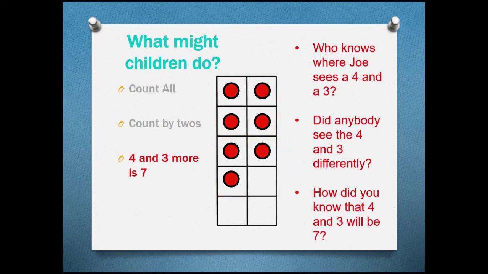If somebody said they saw 4 and 3 but didn't say it was 7, a natural question is, how did you know that 4 and 3 will be 7? And that might even be appropriate to go back and ask Joe, because maybe he just said 4 and 3 more is 7, and we don't know how he figured that out. You can see here that the teacher is making the assumption that she has to be the one that pretty much directs the discussion, and that's probably going to be the case because this is early in the school year.